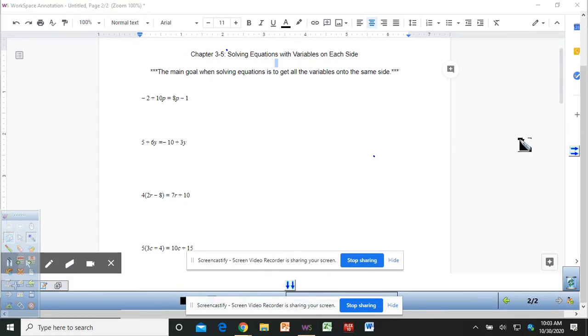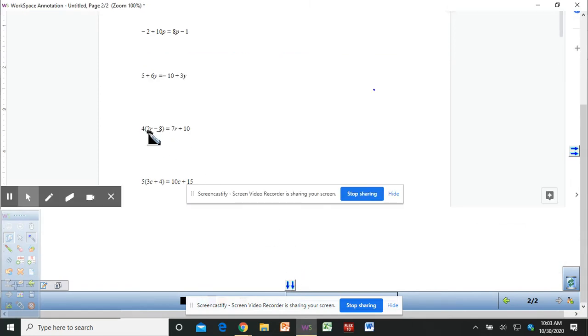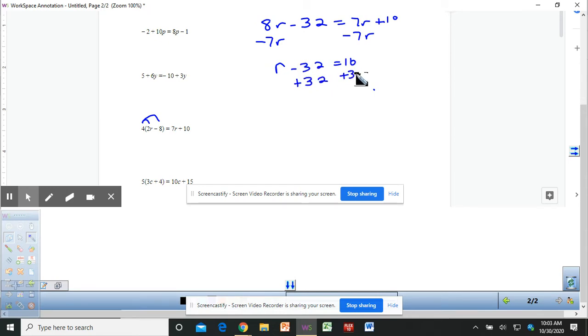Now we're going to run into some problems like this today, where we have a little bit of multiplying to do beforehand. So when you see a problem like this, the first thing you're going to do is distribute. And we're doing that so we can have 8r minus 32 equals 7r plus 10. Now, we don't want this 7r on the right side, so the opposite of a positive 7r is a negative 7r. So I'm going to put a negative 7r on both sides, leaving me with r minus 32 equals 10. Now, I want to get rid of this minus 32, so I'm going to add 32 to both sides. And I have r equals 42.